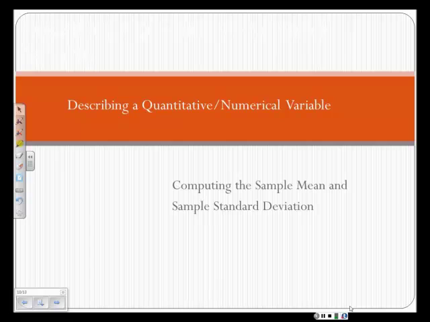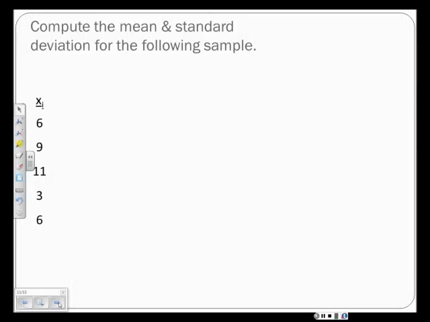The sample standard deviation kind of goes along with the sample mean. The sample mean tells you where the middle of the distribution is, and the standard deviation tells you how spread out the values are. So I'm just going to start with a problem. The sample mean is x bar, and it's equal to the sum of the x's, the sum of the values for our random variable, divided by n, where n is the size of the sample.